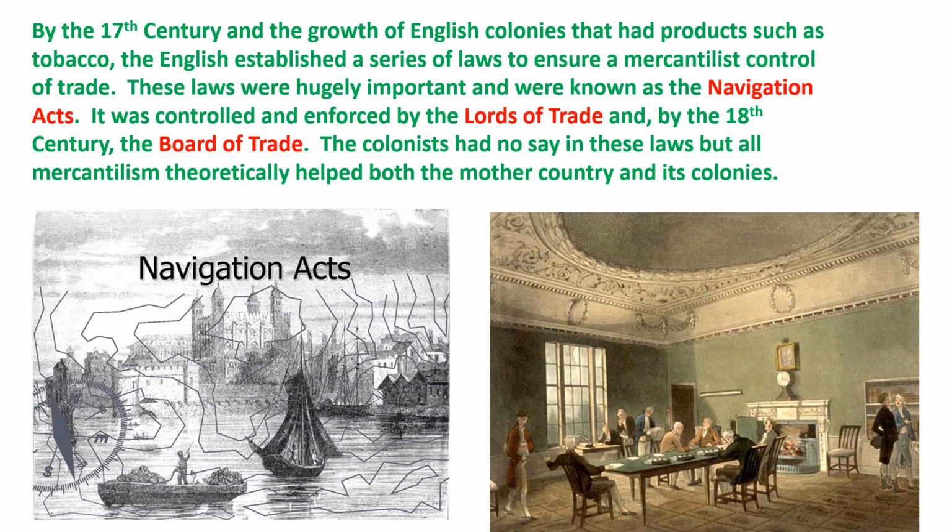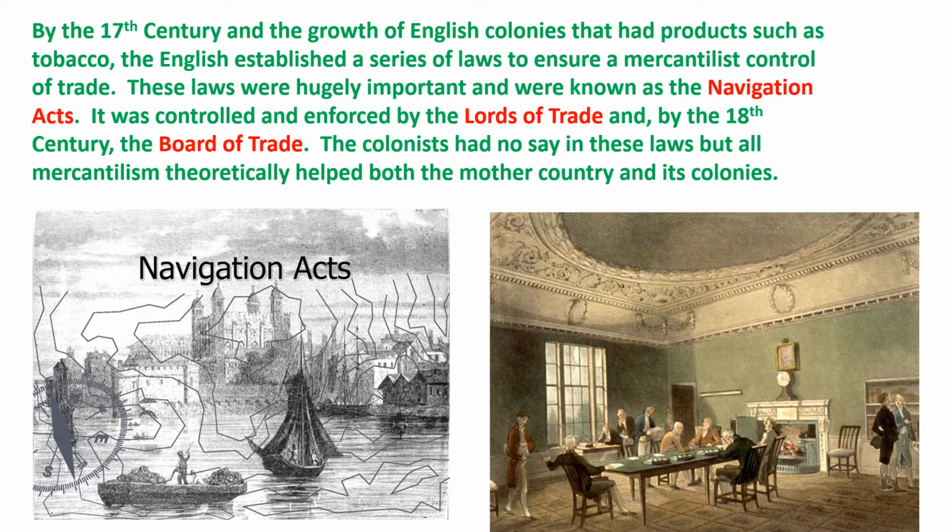Late in the 17th century, in 1696, it was made broader and at least a bit more representative with more members, and it became known as the Board of Trade. Its official name was the Lord Commissioners of Trade and Plantations. The colonists technically had no say in these navigation laws. The Lords of Trade and the Board of Trade were controlling it, and the Board of Trade later had more expanded powers.